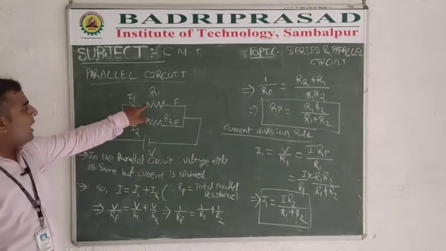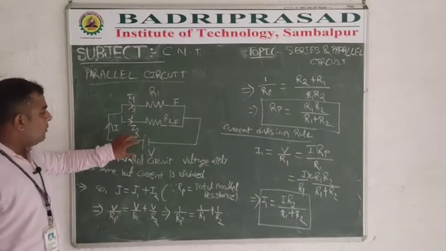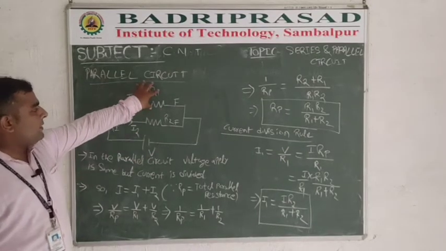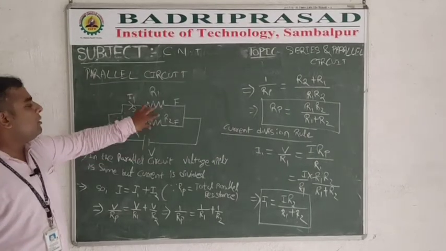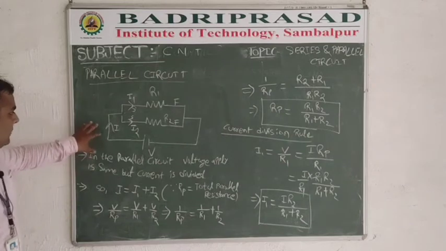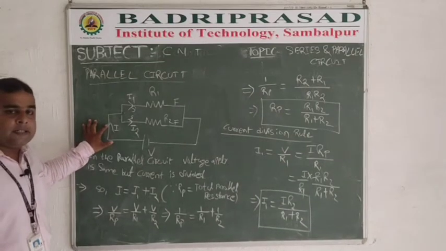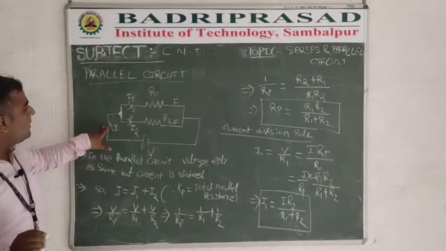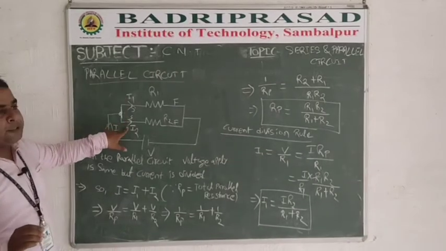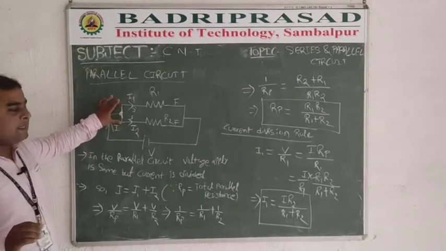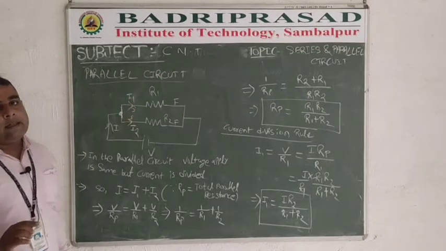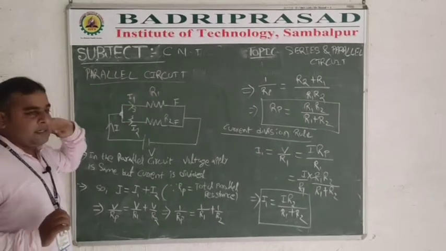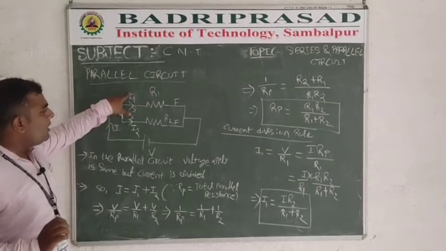In this case, R1 and R2 are connected in parallel, and voltage source V is connected across them. This voltage V is reflected across R1, and also across R2, and the total current taken is I. At this point, the current I is divided into I1 and I2, because two paths, that is two branches, are created by R1 and R2. Hence the current I is divided into I1 and I2.